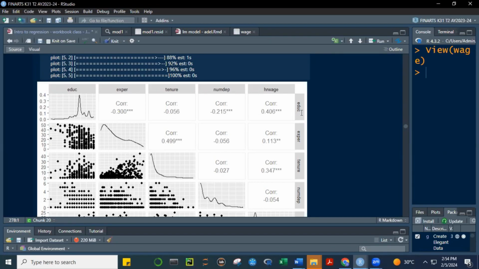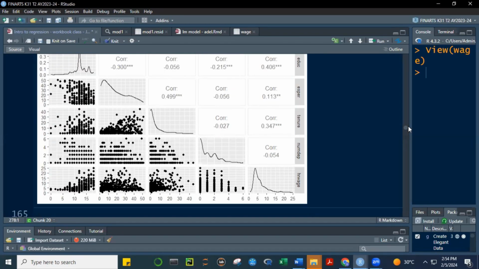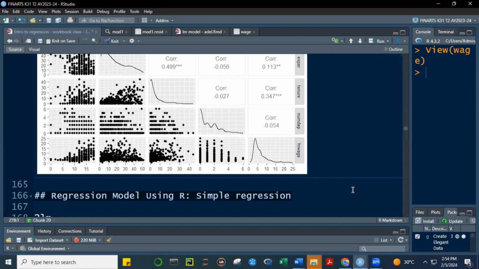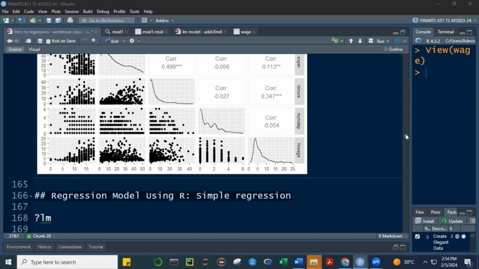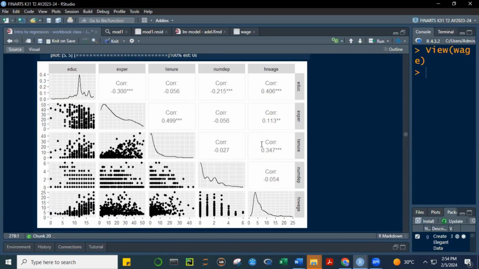And we said here that if we were to use just one predictor for our simple linear regression to describe our dependent variable, hourly wage, then take a look here. Hourly wage, its correlation with education is the highest. Okay, and it's statistically significant at 0.1%, by the 3 stars there. The value of the correlation is 0.4. Then the best choice will be education, and that's what we did, class.